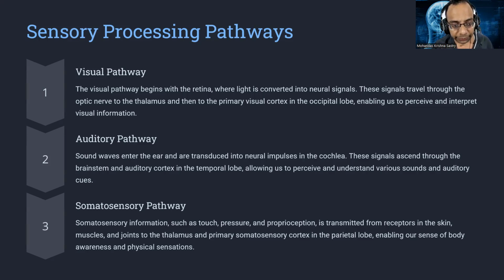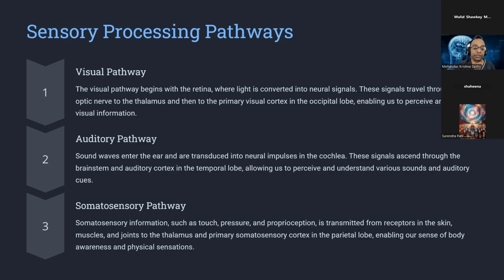So sound enters the ear and is transduced into neural impulses at the cochlea. Now, if the neural impulses in the cochlea are not processed, and then they don't ascend to the brainstem and then the auditory cortex in the temporal lobe, allowing us to perceive and understand various sounds and auditory cues. So you can understand the decibels have to be reduced. That is why we say loud sound gives a lot of pollution. This pollution is not good for your health. It's not good for your understanding. It's not good for your processing.